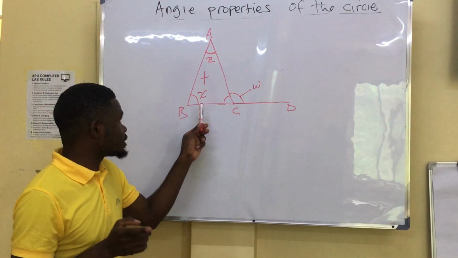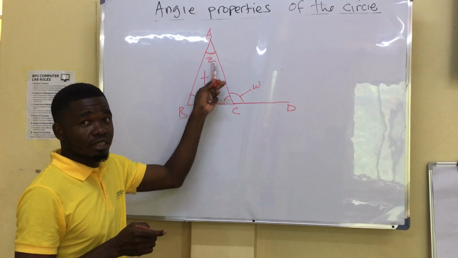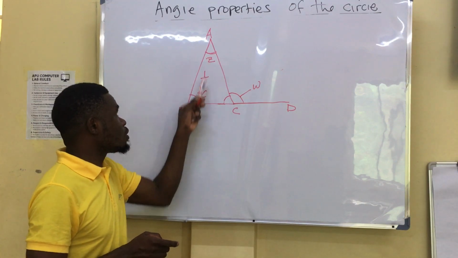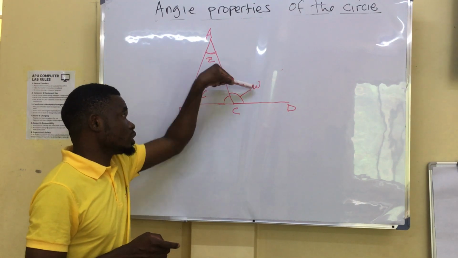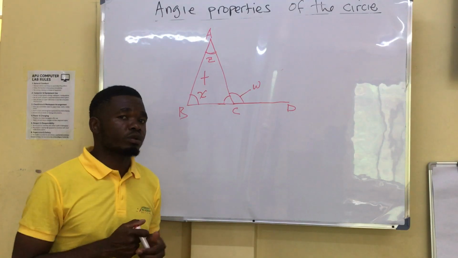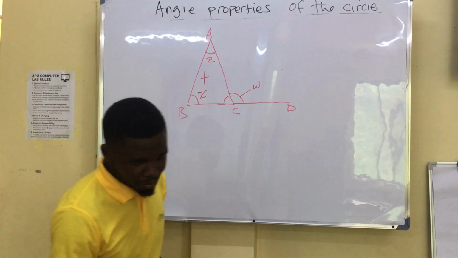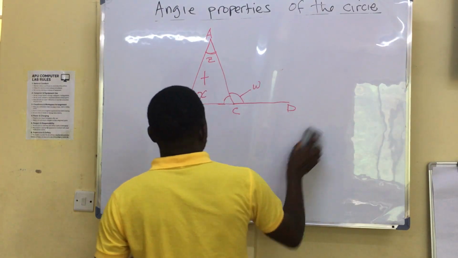The exterior angle of a triangle is equal to the sum of the two opposite interior angles. The opposite interior angles are this one and this one, where Z and X are. So we need to add them. The sum of the two opposite interior angles is equal to the exterior angle of a triangle. That's what they are trying to say. Okay, fine. Let's have an example.